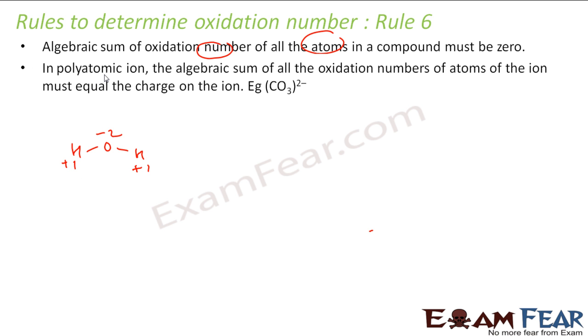It also says that for polyatomic ions, where you have some charge, the algebraic sum of the oxidation numbers is nothing but the charge of the ion. For example, CO3 2-. Let's suppose I assume like this, it is minus. So if each oxygen is -2, -2, -2, and carbon is +4, then if you add all this, it becomes -6 plus 4, that is -2, and that is nothing but the charge on the ion.